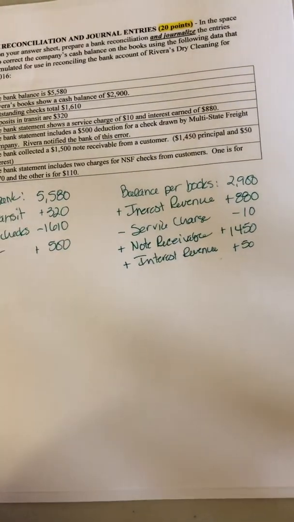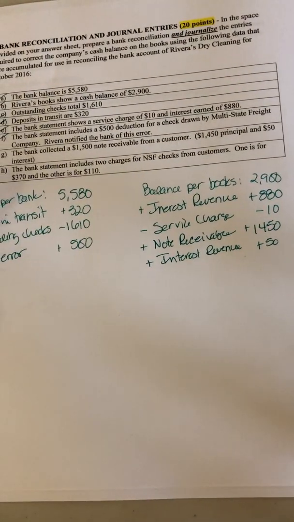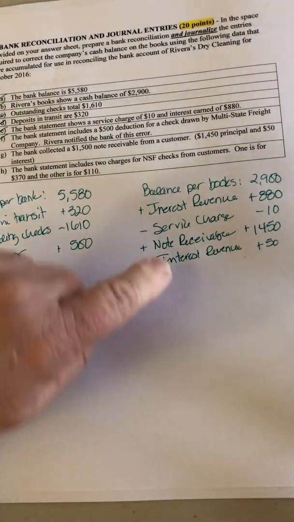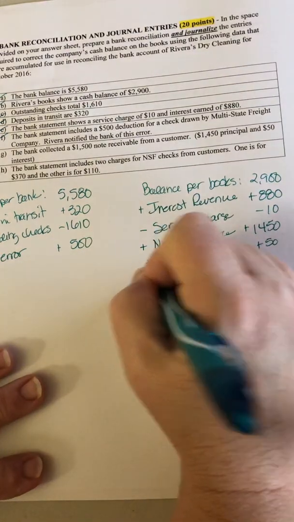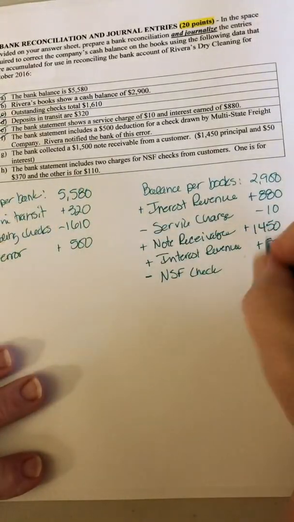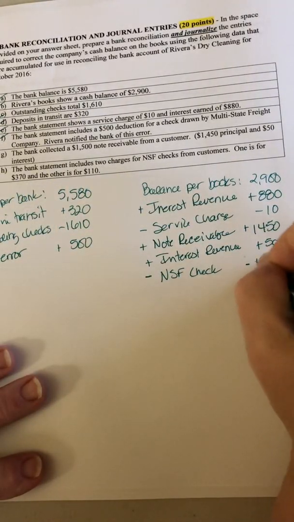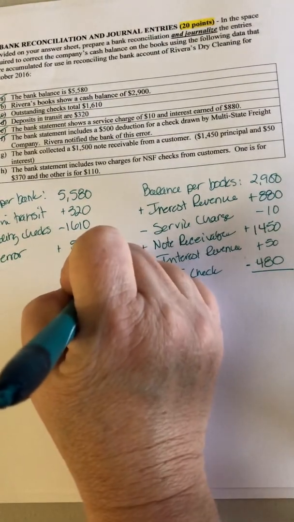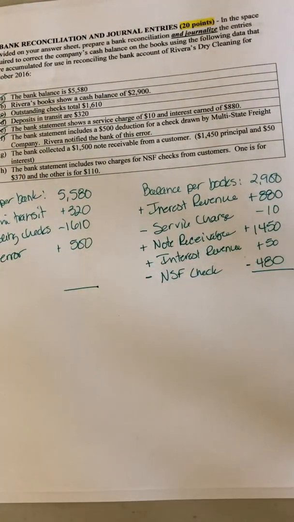All right, and then finally, the bank statement includes 2 charges for NSF checks from customers. One is for $370 and the other is for $110. So this is somebody paid you with a check, you deposited their check, it didn't clear the bank, and then it bounced back out. So now you need to subtract it back out of your books because you had added it in. So NSF checks, and I'm just going to add them together. So minus $480. All right, then you need to add and subtract everything to make sure that it all adds up.